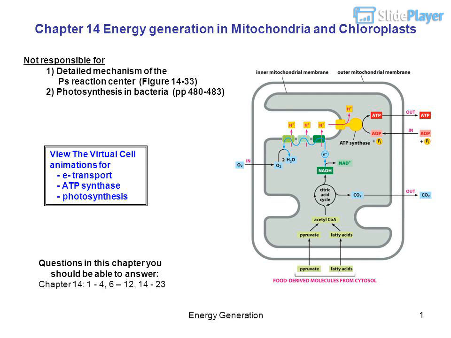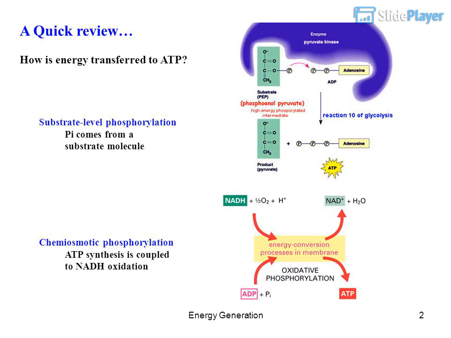Energy generation. A quick review. How is energy transferred to ATP? Substrate level phosphorylation: Pi comes from a substrate molecule. Chemiosmotic phosphorylation: ATP synthesis is coupled to NADH oxidation.